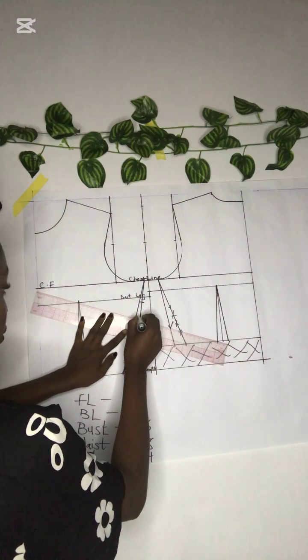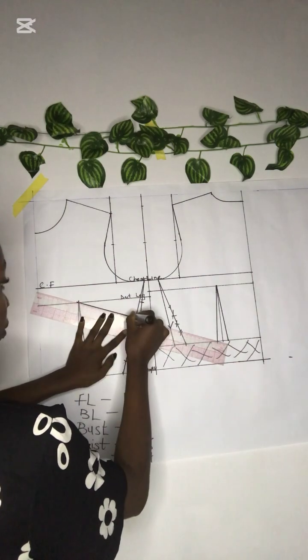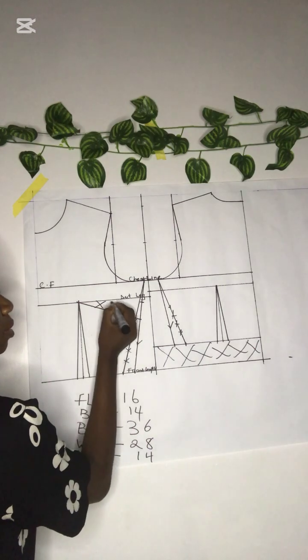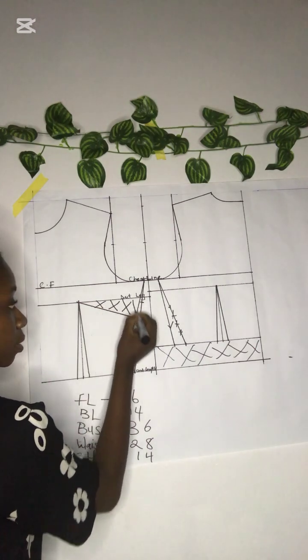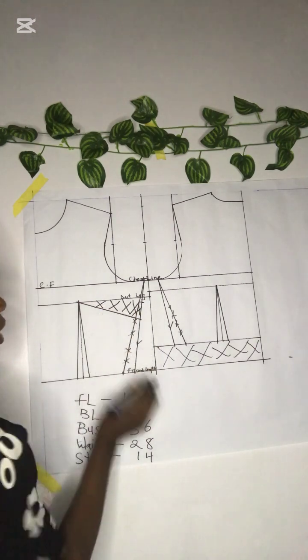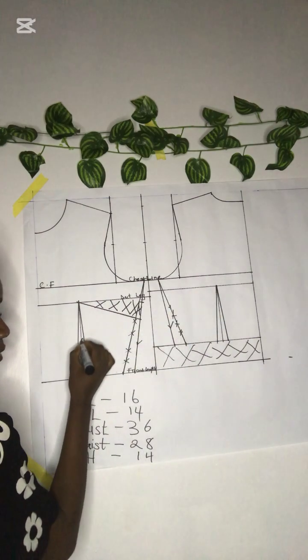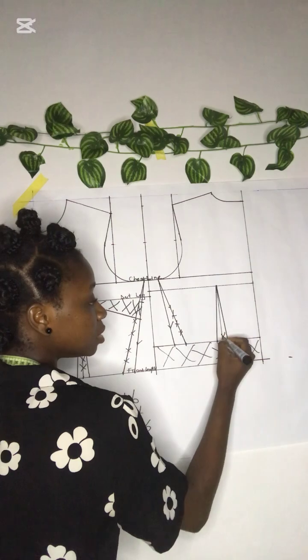So now from your dart leg, you're going to come down, measure that slanted line 2 inches. You're measuring 2 inches because the difference between your front length and your back length is 2 inches. So you measure 2 inches and then you connect it to that same apex point, that same one single point.